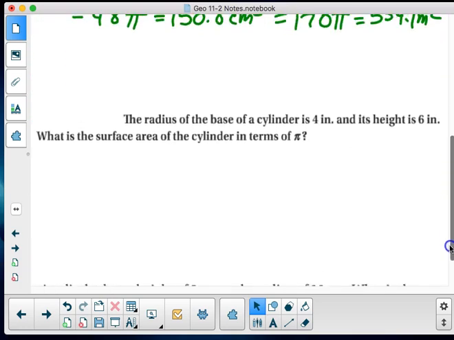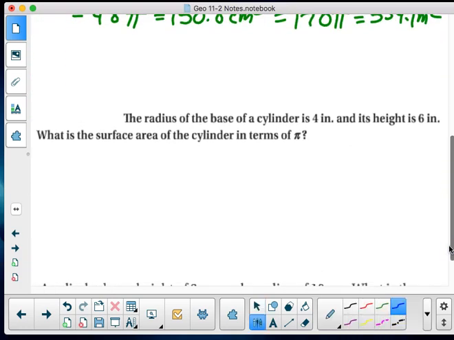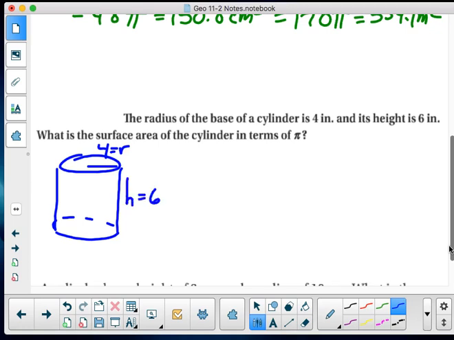Now, the radius of the base of a cylinder is 4, and its height is 6. What is the surface area of the cylinder in terms of pi? Now, here's the thing. I don't have a picture here, so I'm going to draw a picture. Okay, radius is 4. R is equal to 4, and that's inches. The height is 6, h is 6. So, hey, guess what? We're just going to do the same thing.